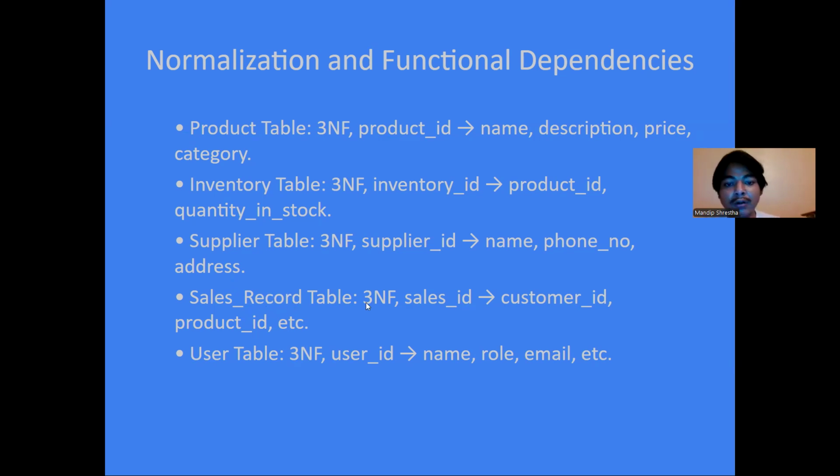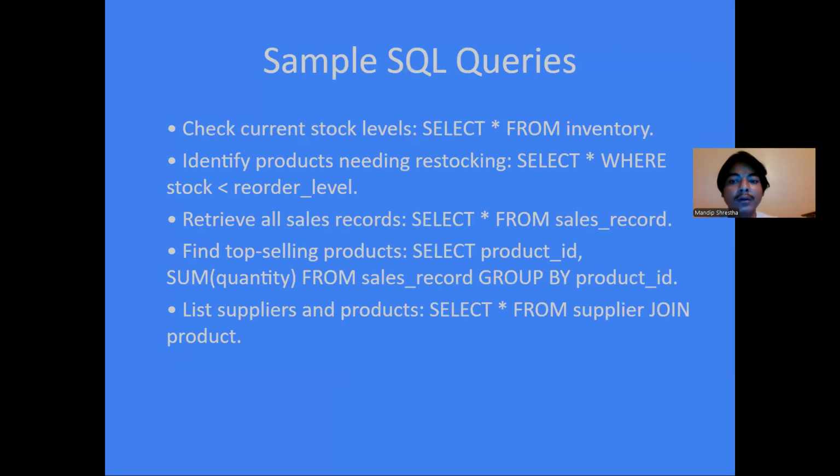Similarly, for sales record, I have sales ID. With the help of sales ID, I can get customer ID, product ID, etc. from the sales record table. In the user table, if I know the user ID, I can know the name, role, and email of a record. So these are some of the normalization and functional dependencies. All of my tables in the ER diagram are in 3NF, that is third normal form, to reduce redundancy.